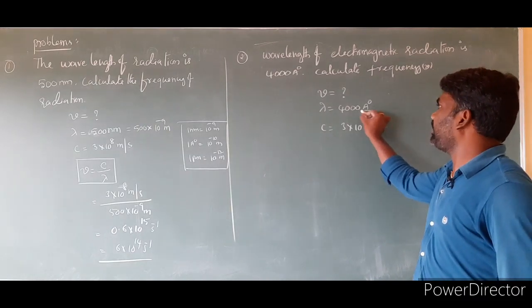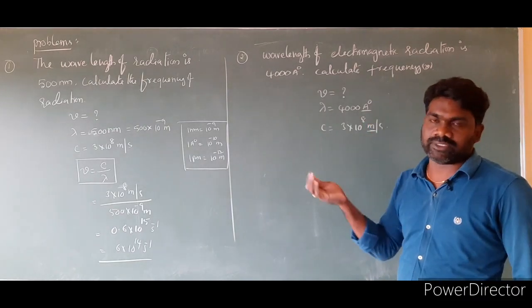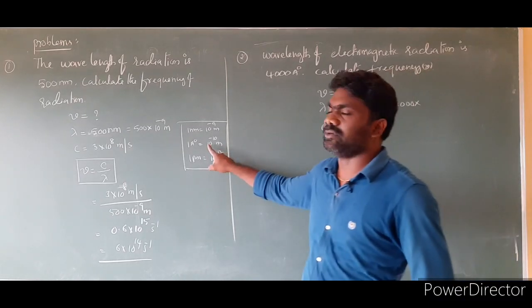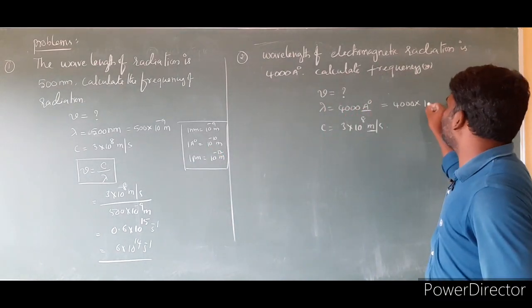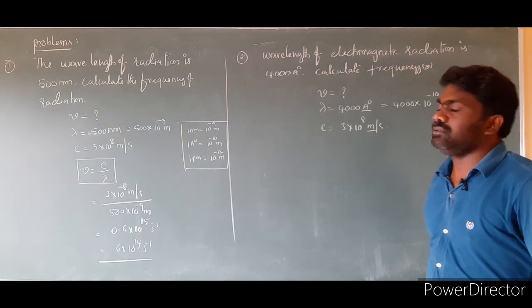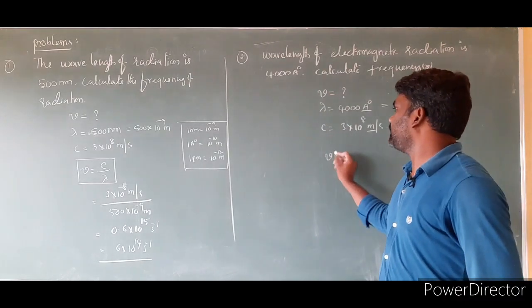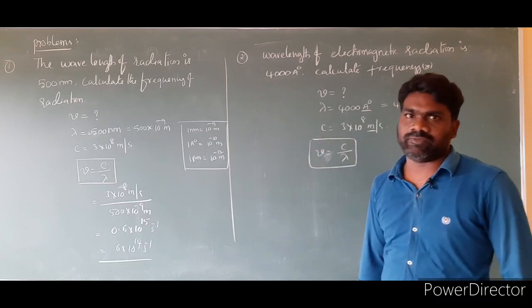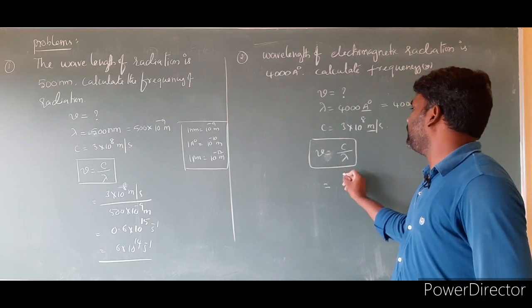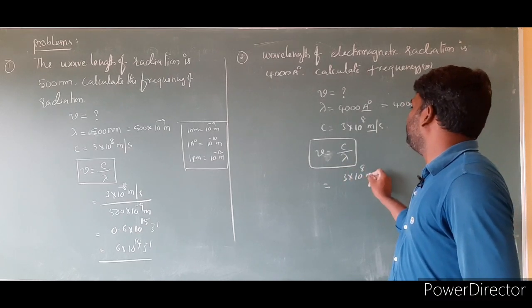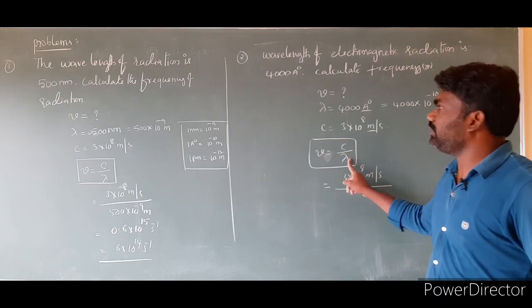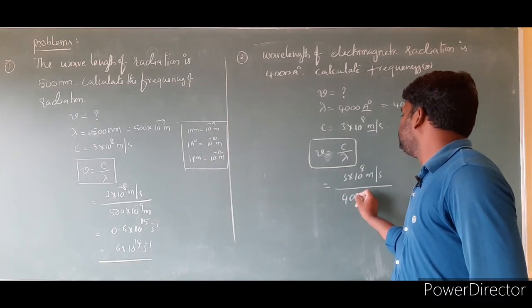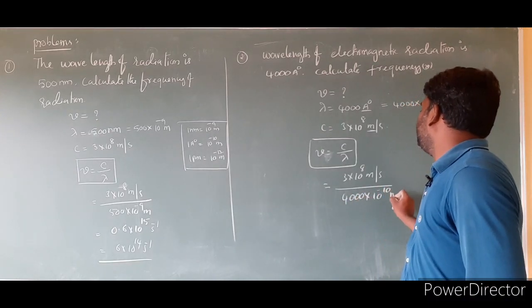Clear? Here the wavelength is in angstroms, but the unit needed is meters. So how to convert? 4000 into 1 angstrom is equal to 10 power minus 10 meters, so 4000 into 10 power minus 10 meters. Then these three are related by the formula nu is equal to c by lambda. So this is the formula we have. Then substitute the values: c is equal to 3 into 10 to the power of 8 meter per second, and lambda is 4000 into 10 power minus 10 meters.